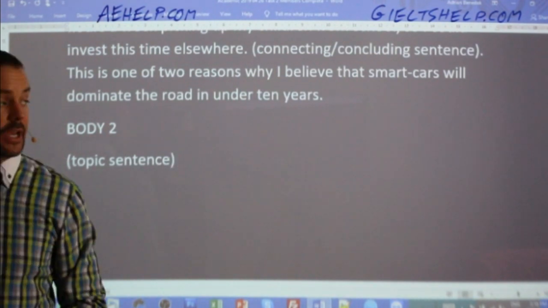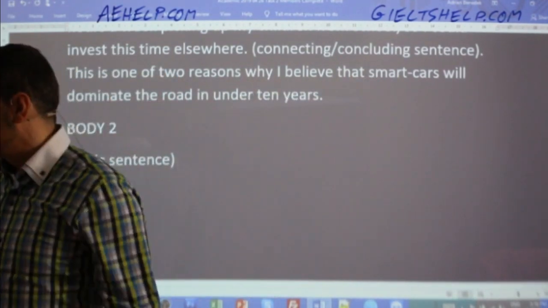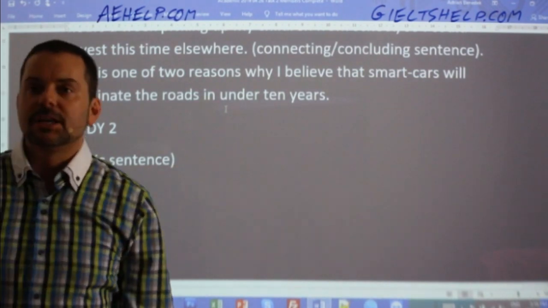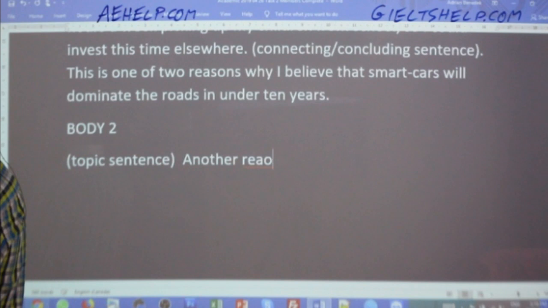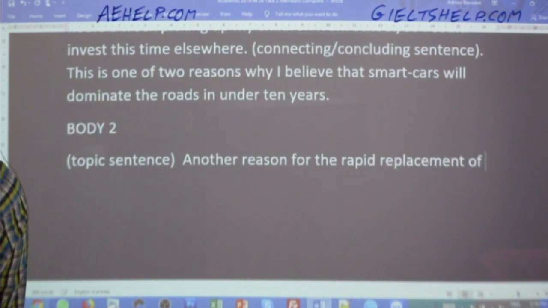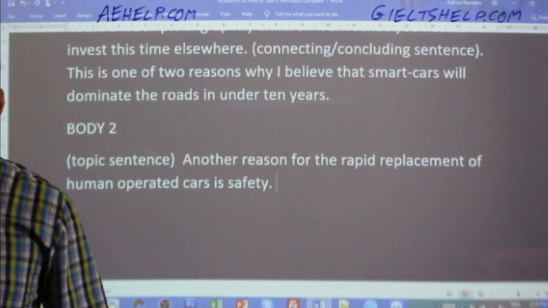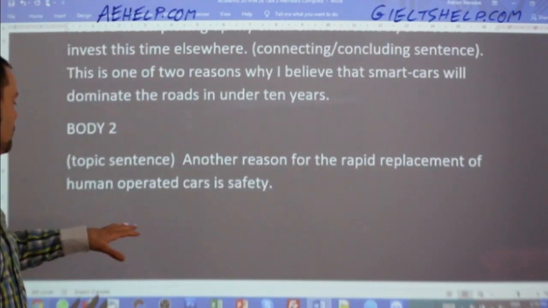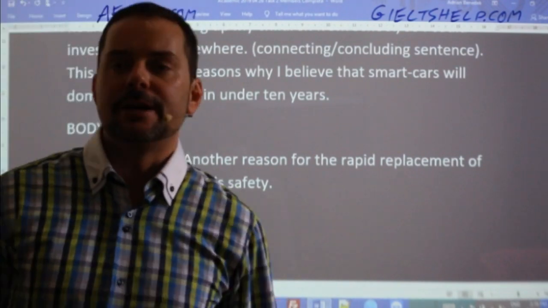Now, if I finish my body paragraph 1 with this is one of 2 reasons why I believe that smart cars will dominate the roads in under 10 years. Okay. Then in body paragraph 2, of course, I can start with another reason, right? There we go. So that's really smooth flowing now into my body paragraph 2 for my topic sentence. So another reason for the rapid replacement of human operated cars is safety. Okay, boom. That's all it needs. You're flowing right into that body paragraph 2.